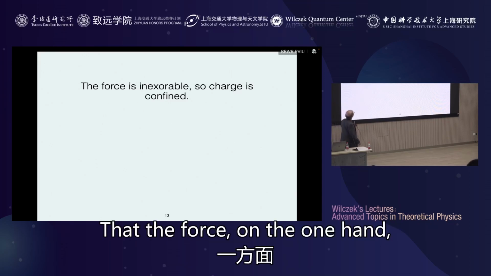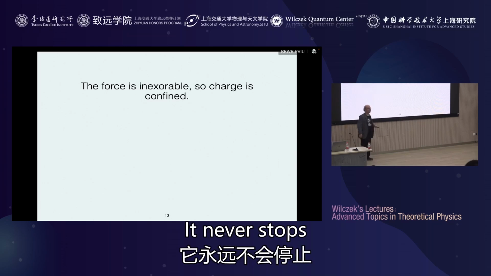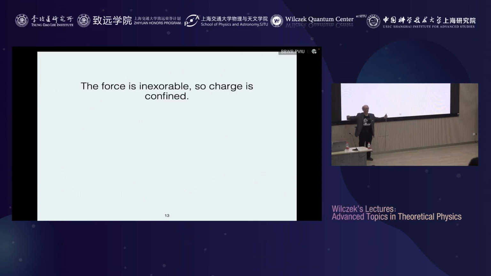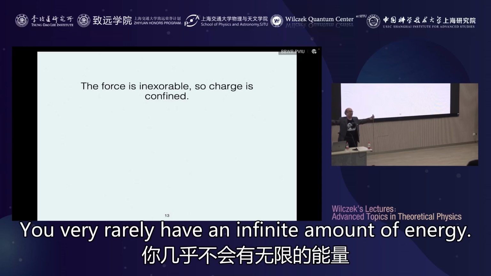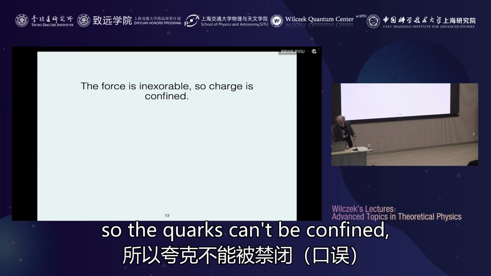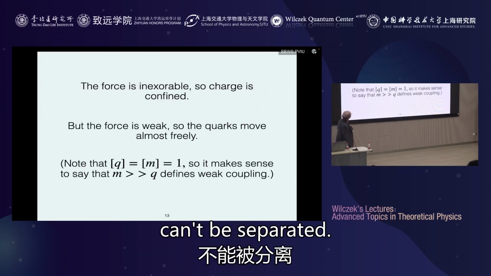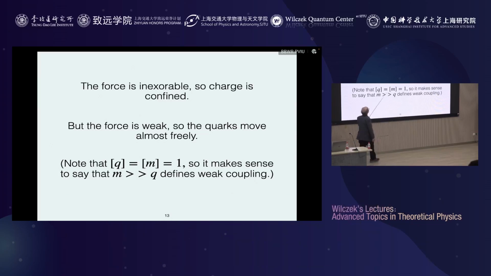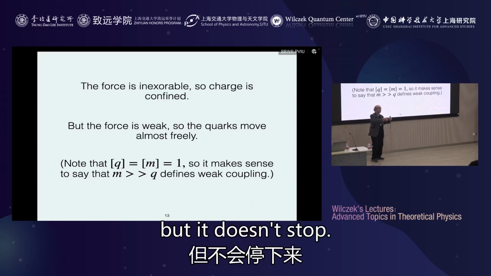So the force, on the one hand, is inexorable. It never stops. So to separate a quark and an antiquark and isolate them would cost an infinite amount of energy. You very rarely have an infinite amount of energy. In fact, never. So the quarks can't be separated. But on the other hand, if the force is weak, and we're allowed to make the force weak in our thought experiments, then the force can be very, very weak. It's very weak, but it doesn't stop.